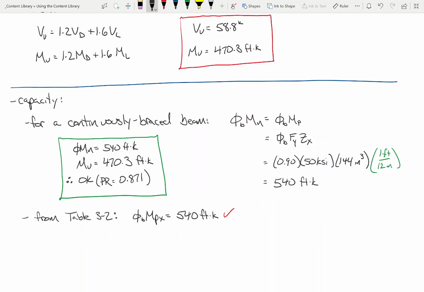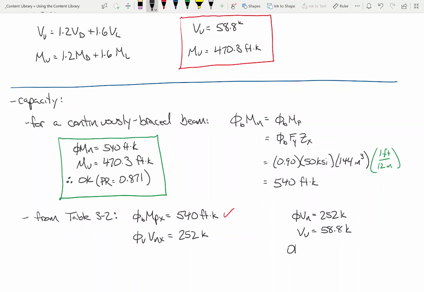The shear capacity is going to be way over on the right. And it's listed as 252. So are we good on shear? Yeah. So do we have enough shear capacity? Oh yeah, we have quite a lot.